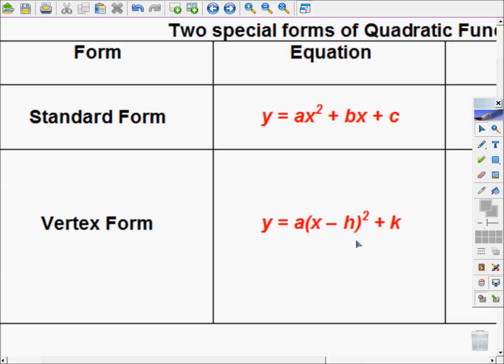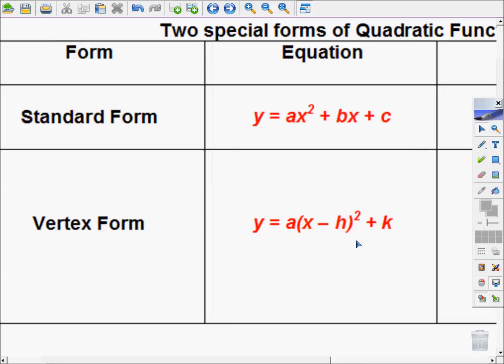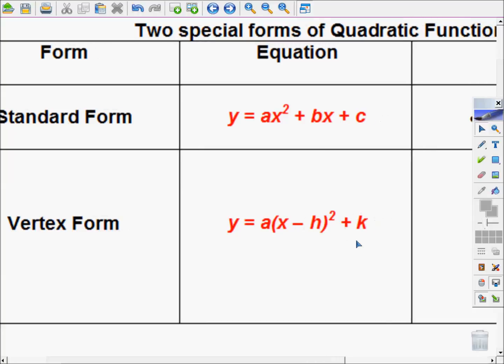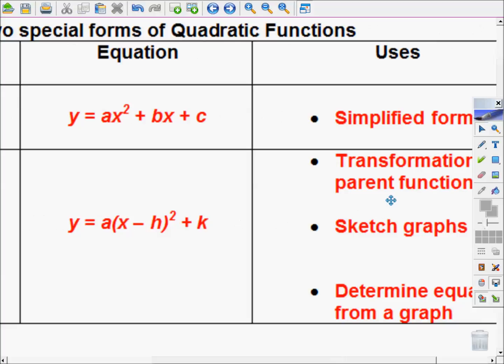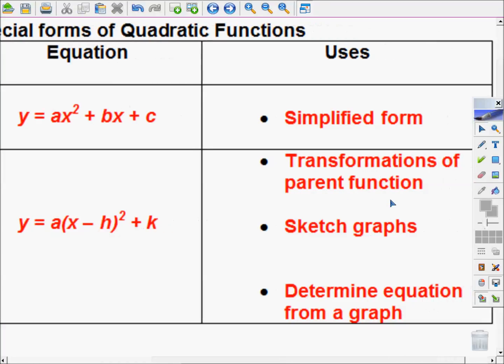Okay, vertex form we talked about when we did transformations, when we sketch the graph and we're trying to determine an equation from a graph. A is your compression and stretch, H is your left and right, and K is your up and down. Only difference is that we use A, C, and D.